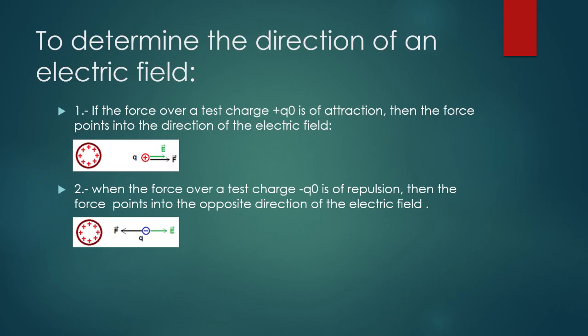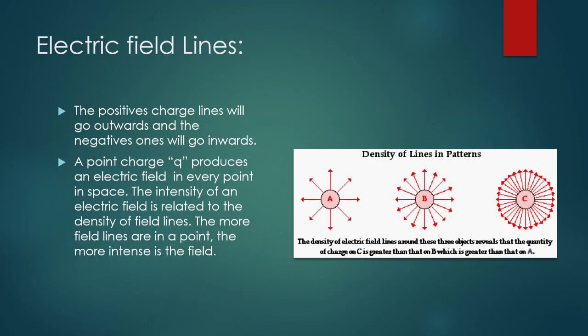Here's how we can determine the direction of an electric field. If the force on a positive test charge is one of attraction, then the force points in the direction of the electric field. When the force on a test charge is negative, then the force points in the opposite direction of the electric field. Electric field lines. The positive charges' lines will go outwards and the negative ones will go inwards.